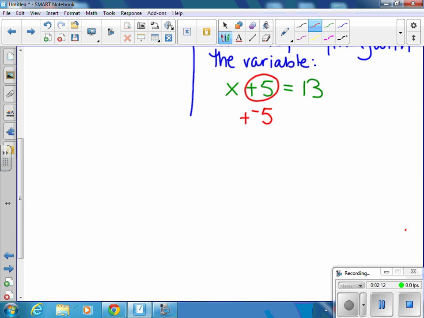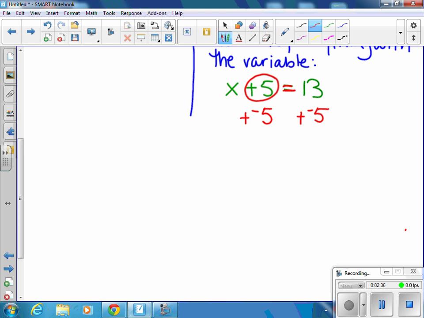Whatever I do on the one side of my equation, I must do on the other side of my equation. The whole sign here of equals means it's got to stay equal and balanced. So if I add to one side, I have to add to the other side. If I subtract from one side, I have to subtract from the other side. So whatever I do to one side, I must do to the other side.